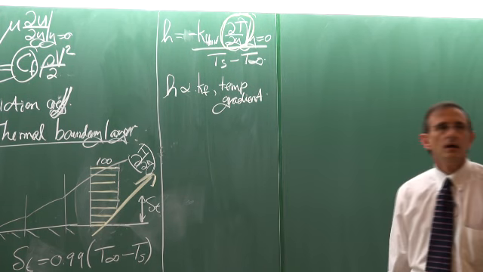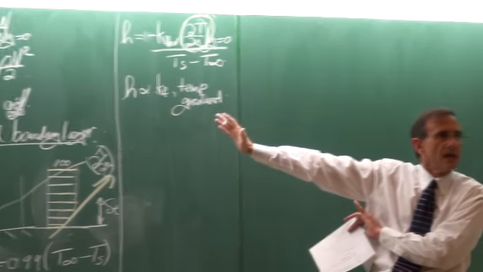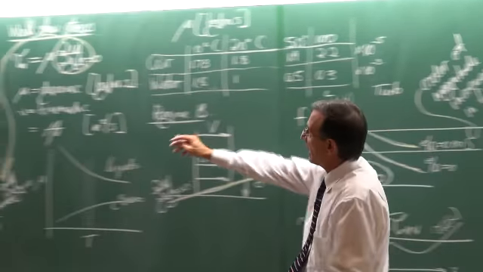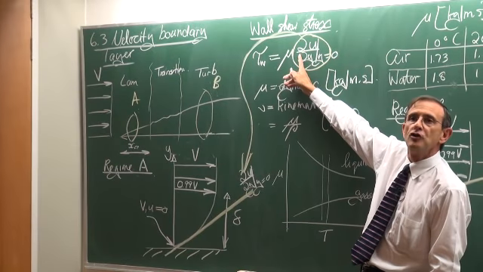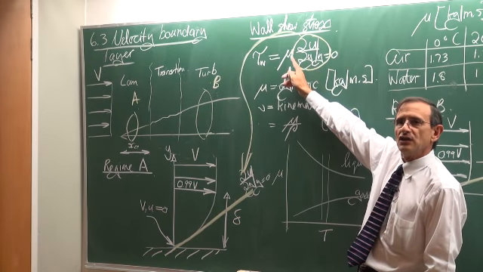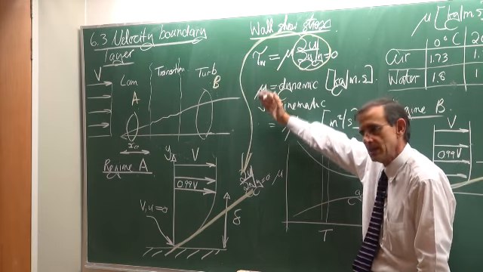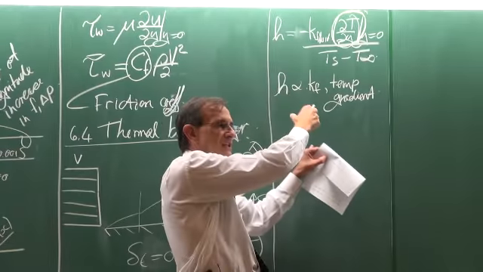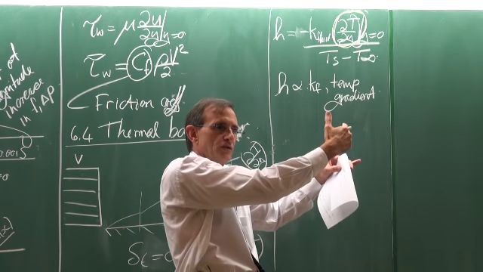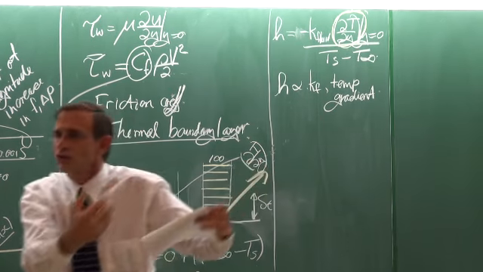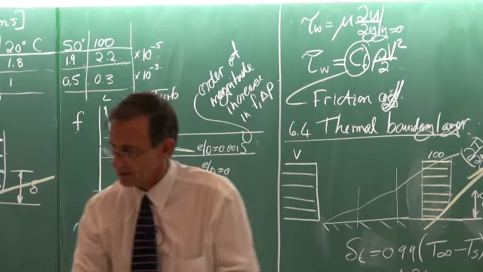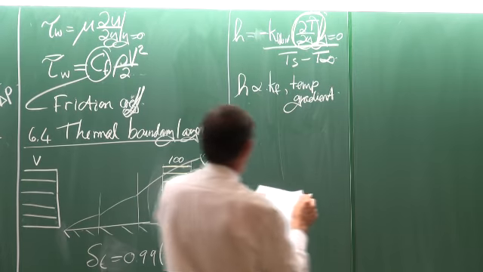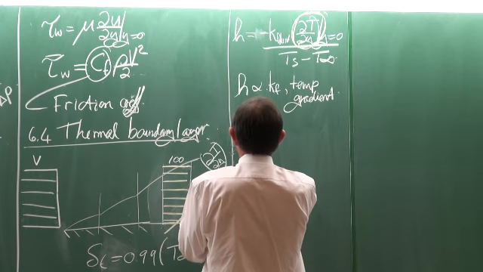Do you see the similarities? In fluid mechanics, the drag is proportional to the velocity gradient. In heat transfer, the heat transfer coefficient is proportional to the thermal boundary layer gradient. Right. Let's introduce a new number, and that is called the Prandtl number.